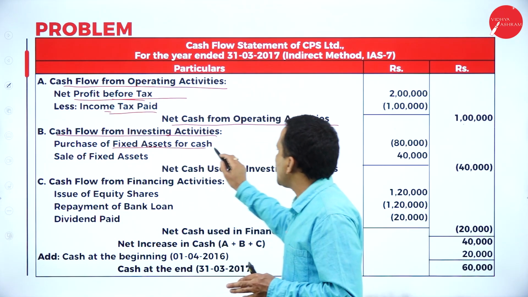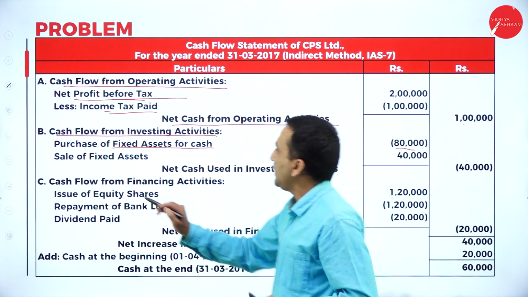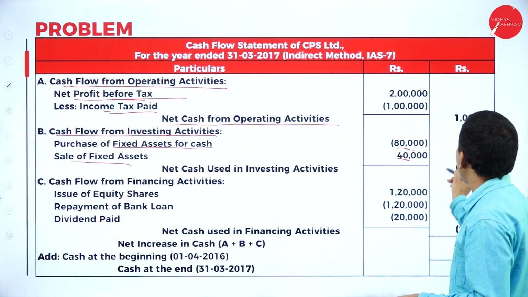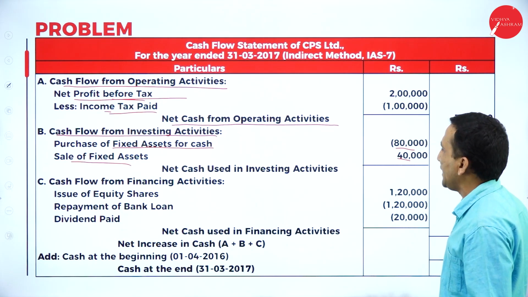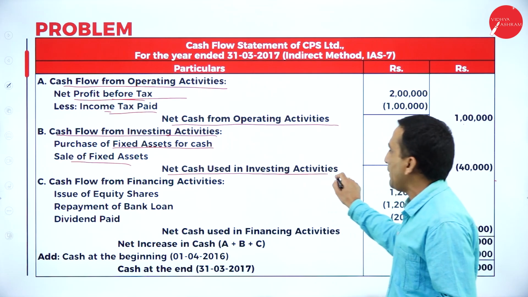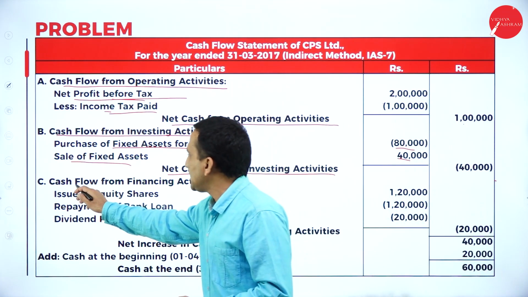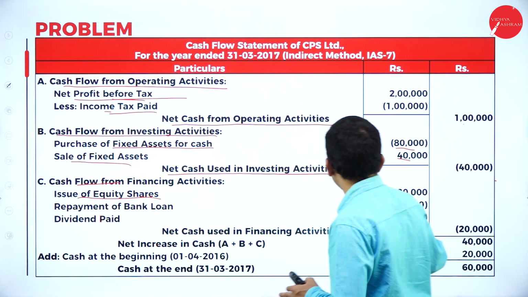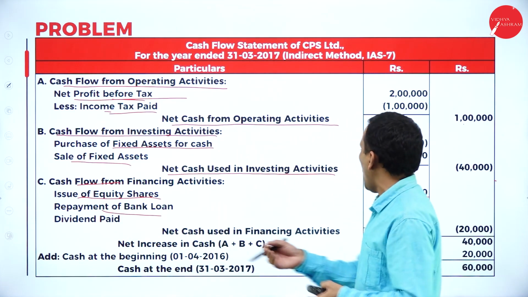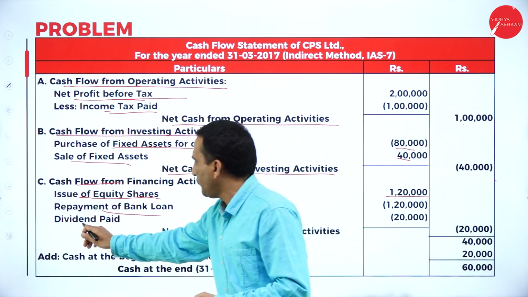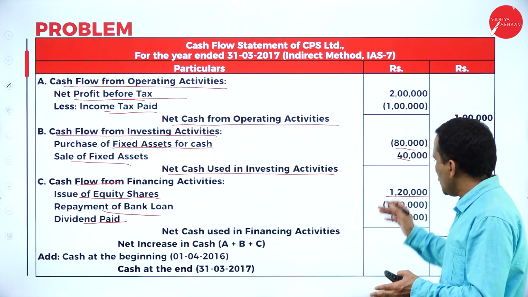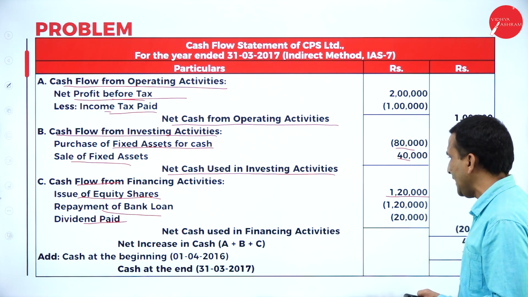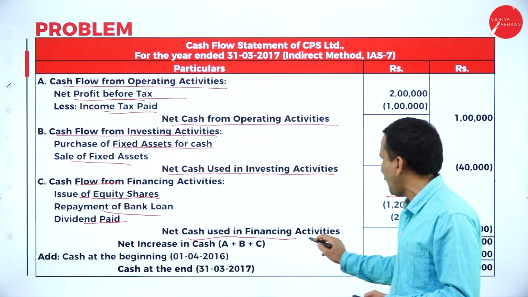Here purchase of fixed asset for cash 80,000, money is going, and at the time of sales you are receiving 40,000. Which sign is more? The negative sign is more, since the minus sign is outflow, so we call it a net cash used from the investment activity. Moving to the financial activity, the same items as in the direct method: issue of equity shares, repayment of bank loan, which is money going out and negative, and the dividend you paid, which is also negative. After adjusting we get minus 20, so we call it a net cash used in financial activity.